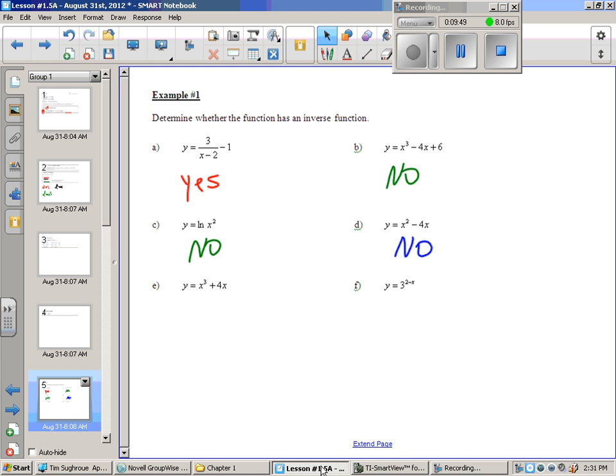X cubed plus 4x, again, this one can be kind of tough. This one should turn out to be a one-to-one function because it only has one x-intercept, and that x-intercept is 0, and it's a cross, not a touch. So this is going to turn out to be yes. But let's take a look just to make sure. X cubed plus 4x.